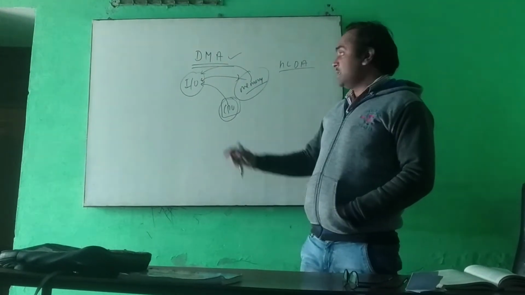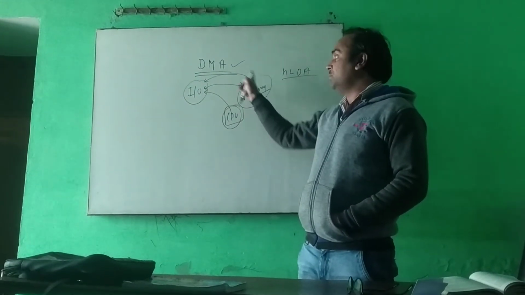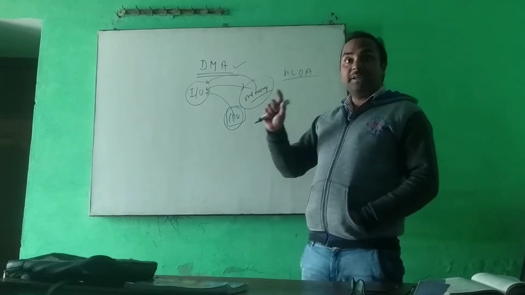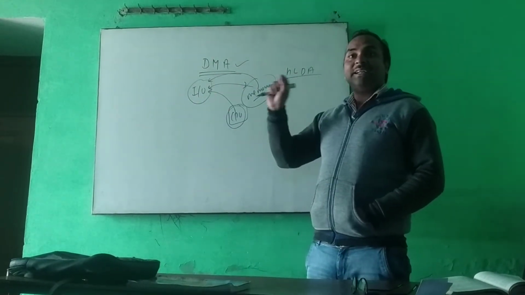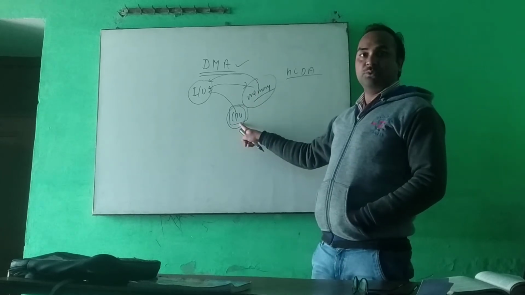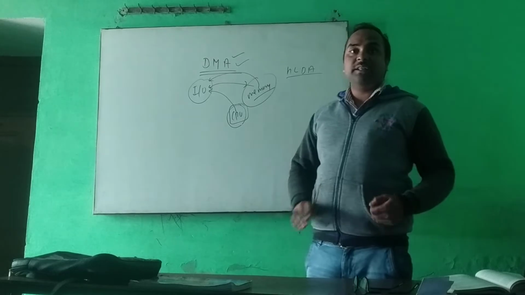After completing the process, like sending the data from the input output device to the memory or memory to the input output device, every data will be transferred from here to here or here to here. That control will be again obtained by the CPU. So this is the technique which is used by the DMA.